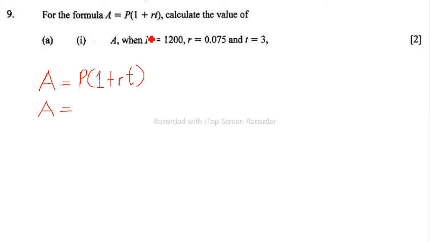Okay, let me explain this first. So P is what? Are we doing a substitute, right? 1,200. Yes, sir. 1,200. Mr. Petit, you haven't started the question. I haven't read it yet.